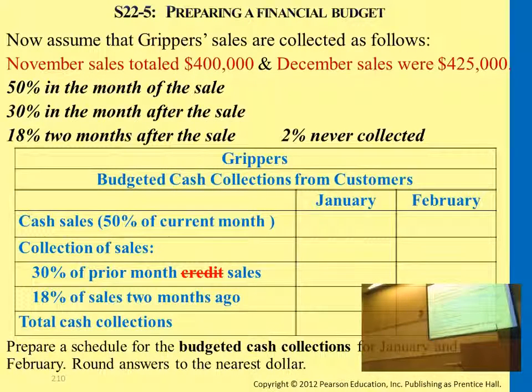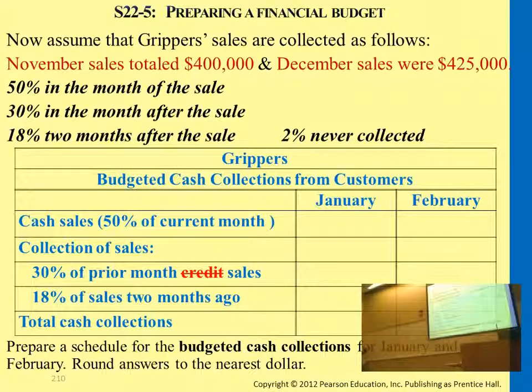Right, so this budgeted cash collections requires you to estimate the level of cash collections on sales for each and every month. And a portion of it comes from this month's sales, a portion of it comes from previous month, and then another portion comes from 2 months ago. Okay, so first of all, you need to know how much is the sales revenue for each and every month.